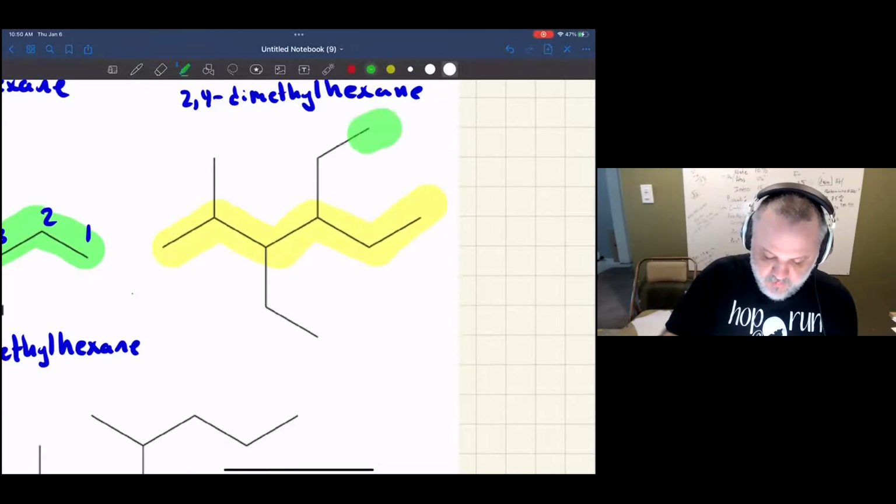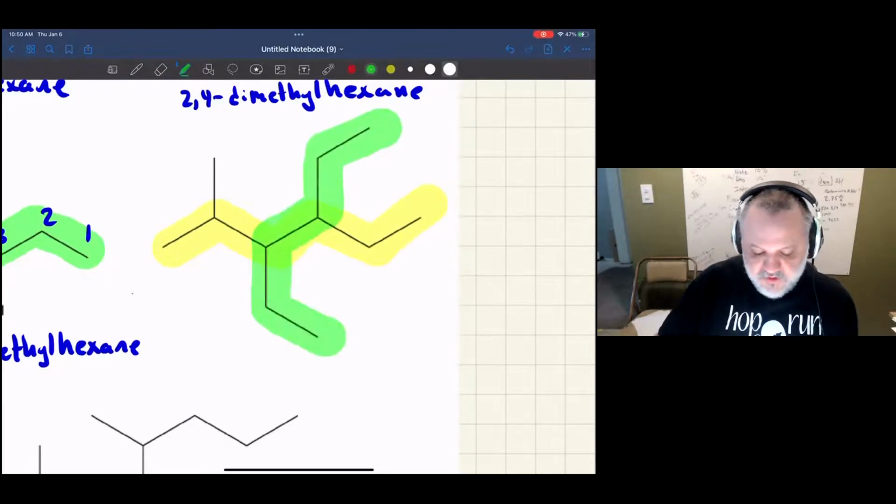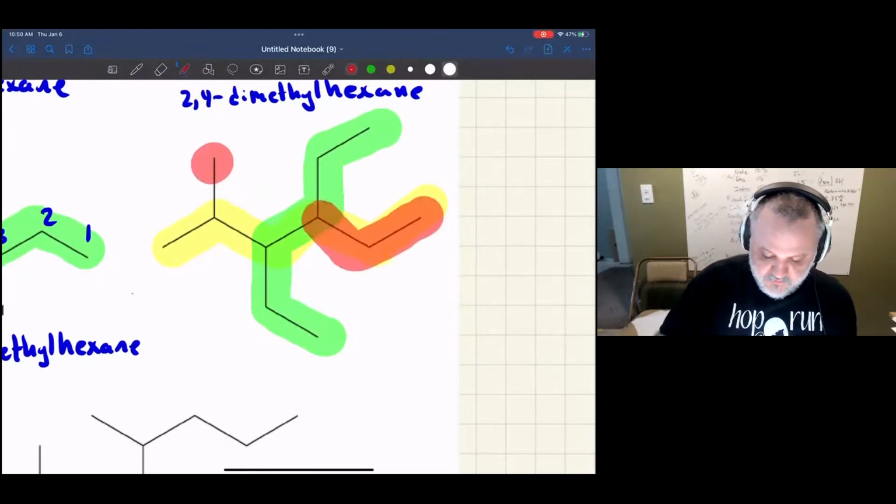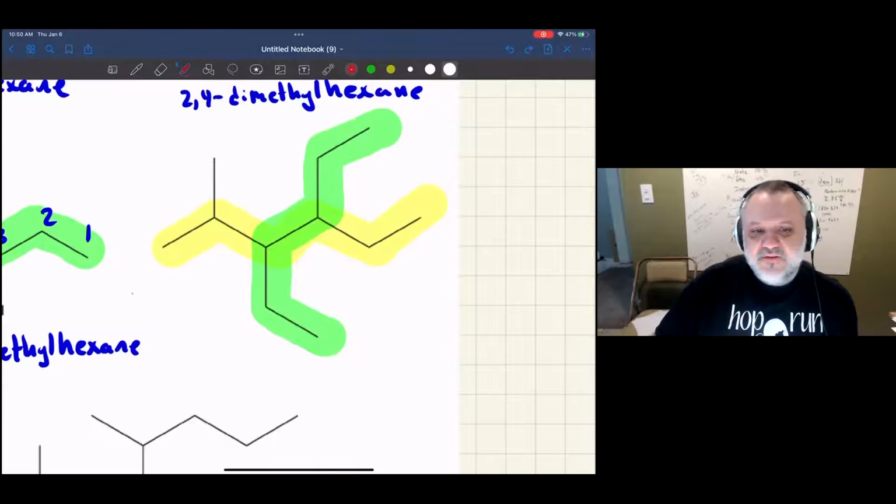And I've got another one. 1, 2, 3, 4, 5, 6. Those are the only unique ones, because you could see that if I started here or started here, 1, 2, 3, 4, 5, 6, those are the same paths as one of the other ones. So we only need to consider the green path and the yellow path.